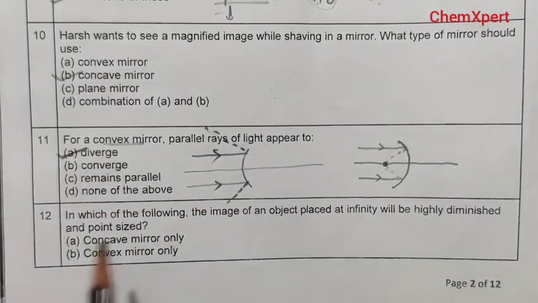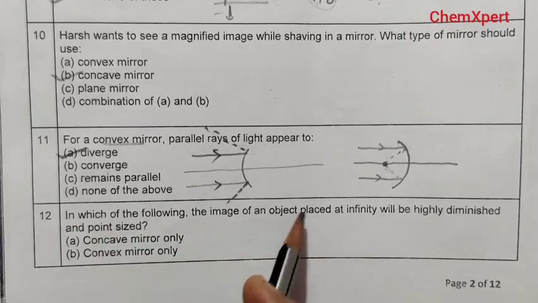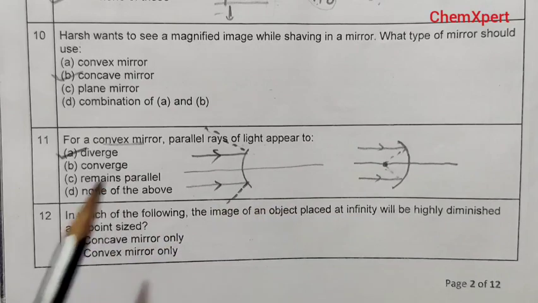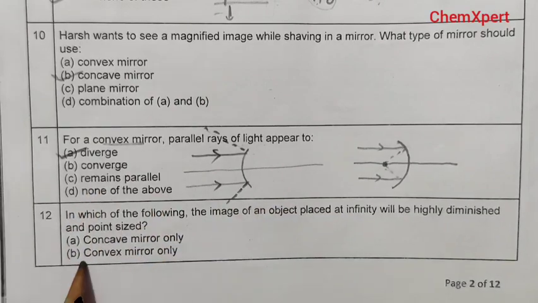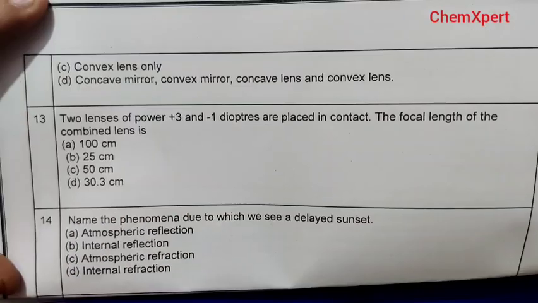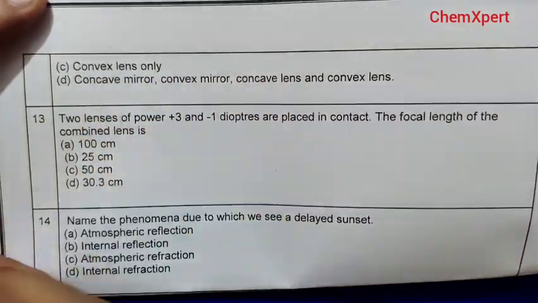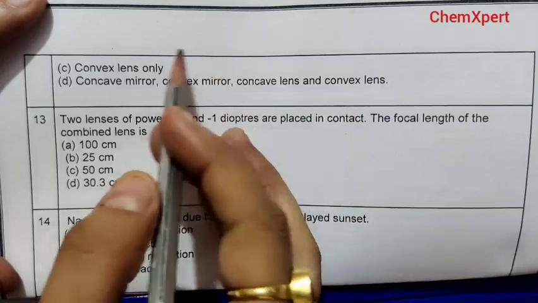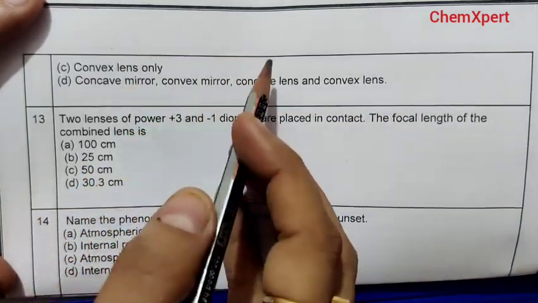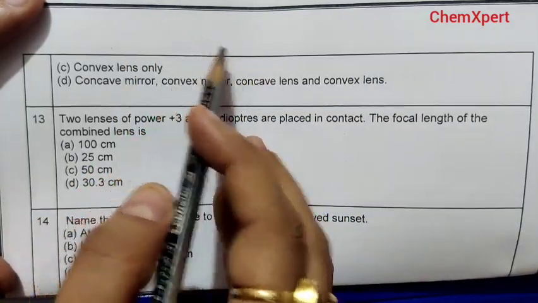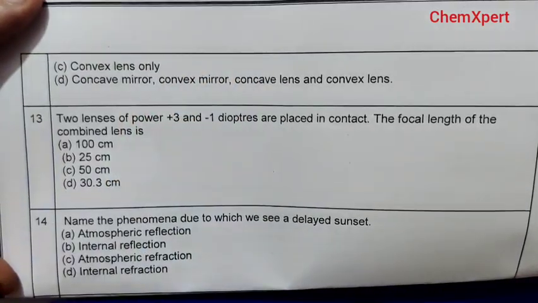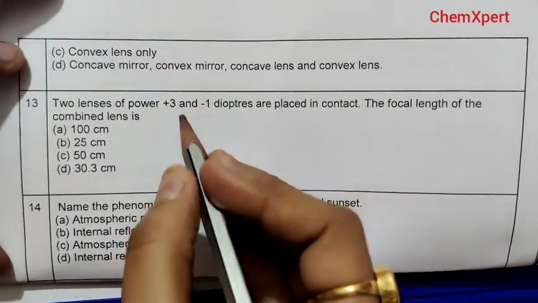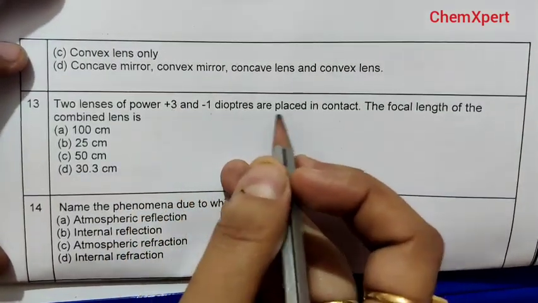Now the next question, in which of the following will the image of an object placed at infinity be highly diminished and point size? A concave mirror, a convex mirror, a convex lens, or all the above? So in all the cases, when the object is at infinity, we get the image at the focus and it is very highly diminished.